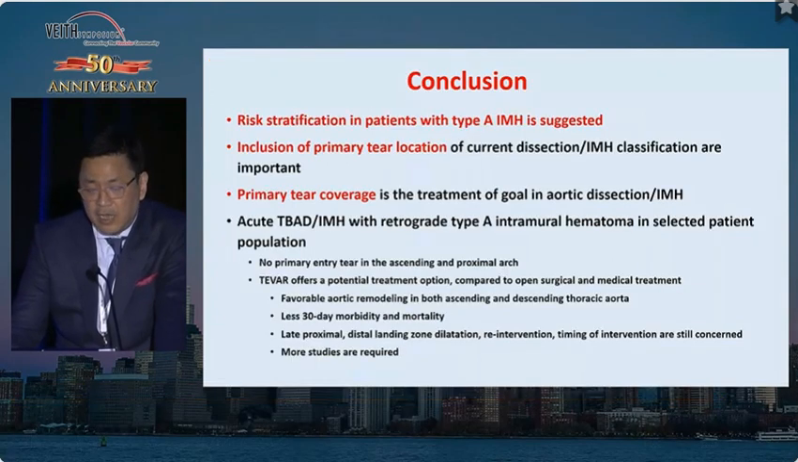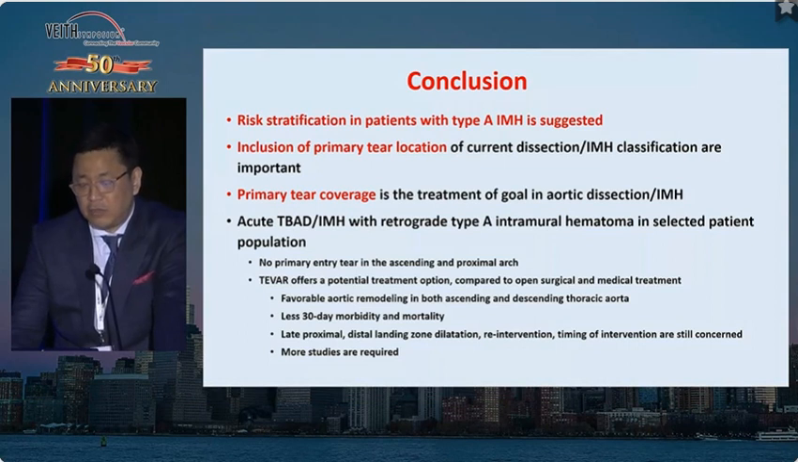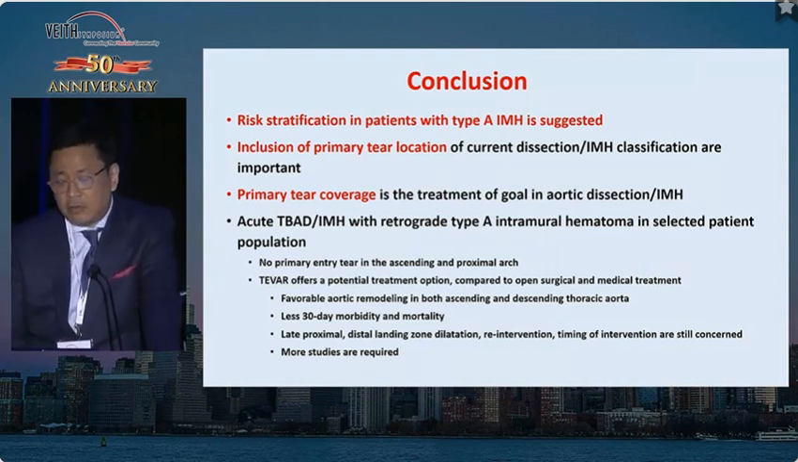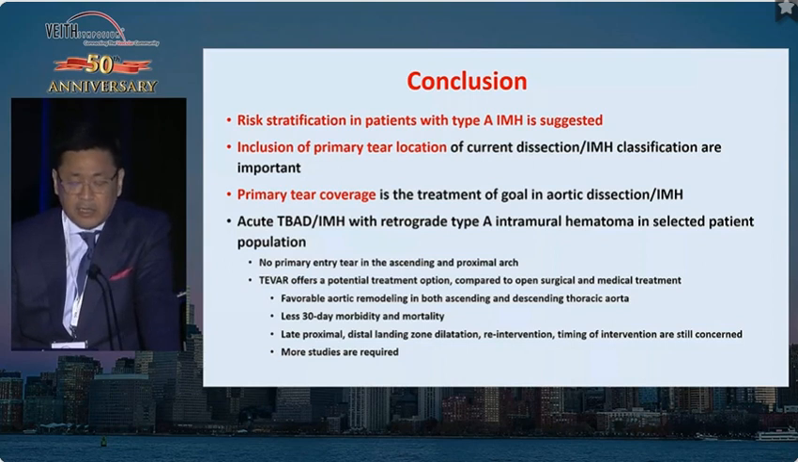So in conclusion, I think that risk stratification in patients with acute type A intramural hematoma is really suggested. And among all the classifications, including the primary tear location is also very important. And I think for either type B or type A aortic dissection, the primary tear coverage principle is the goal. And for retrograde type A intramural hematoma in selected patients, TEVAR can offer a potential treatment option.